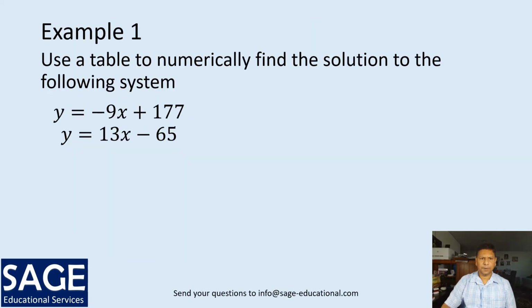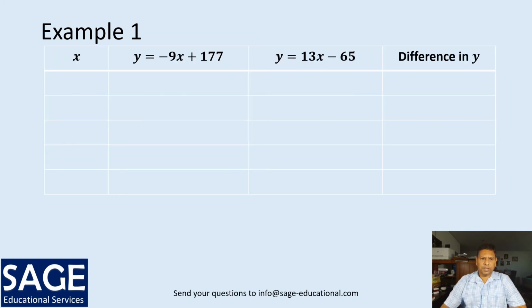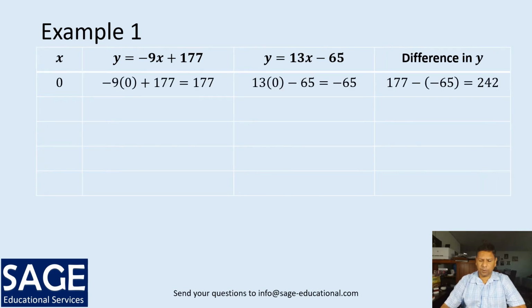So here's another example. We want to use a table to numerically find the solution to this system of equations. So first thing we do is set up our table. Again, the same columns: x, the first equation, the second equation, and difference in y. Let's start with x is equal to 0.